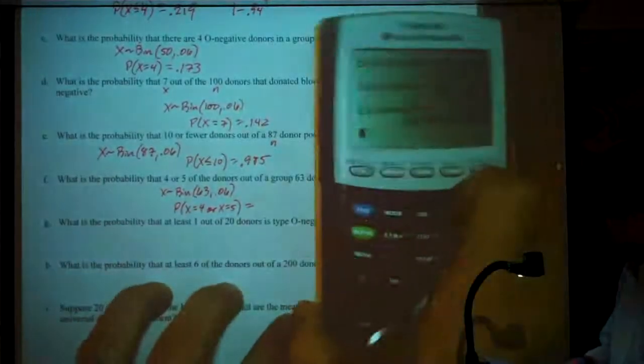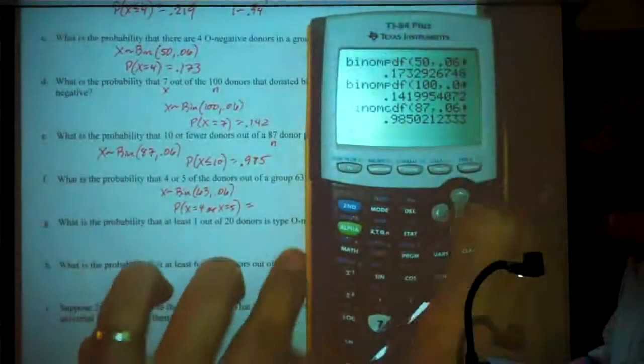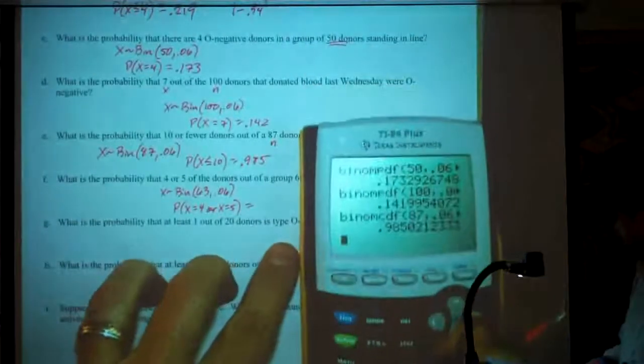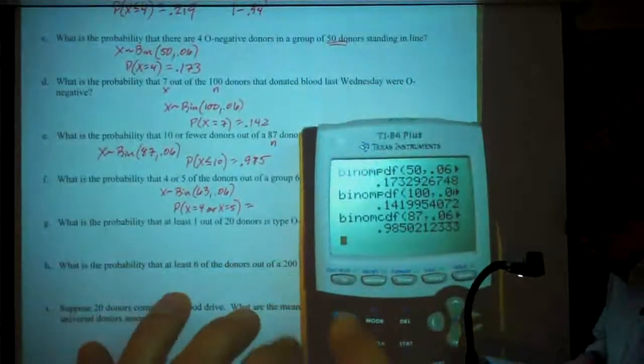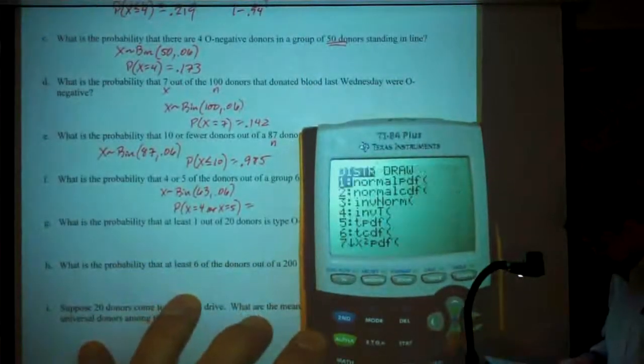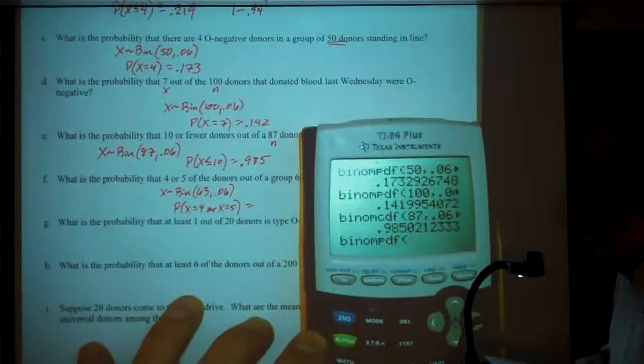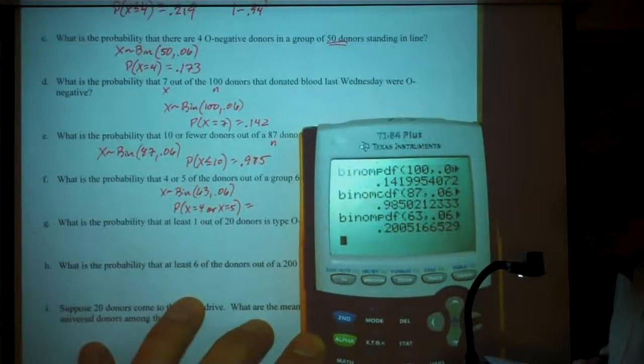So let me go to my binomial PDF. Let me pull this down so we can see a little better. So second distribution, down to binomial PDF. And I'm going to do 63, comma 0.06, comma 4. And I get pretty much 0.2.